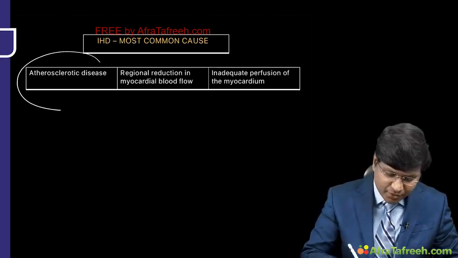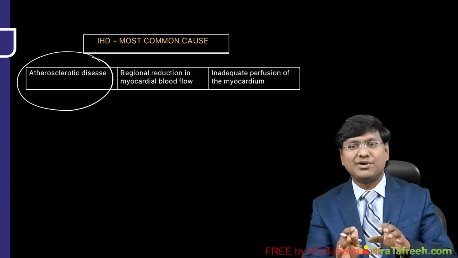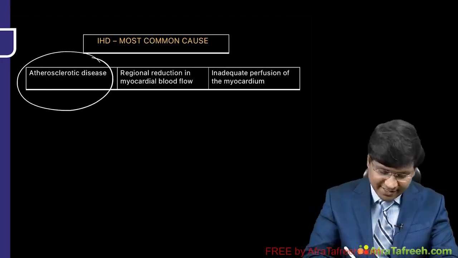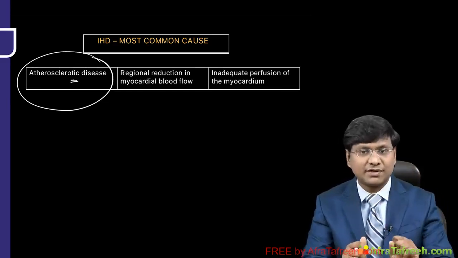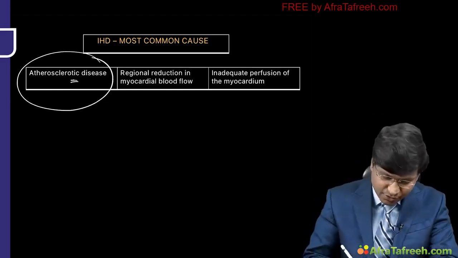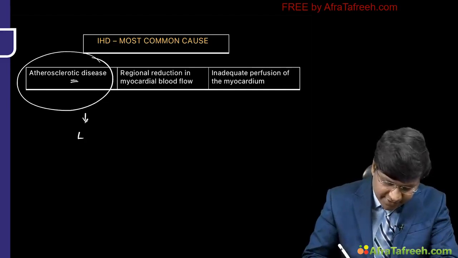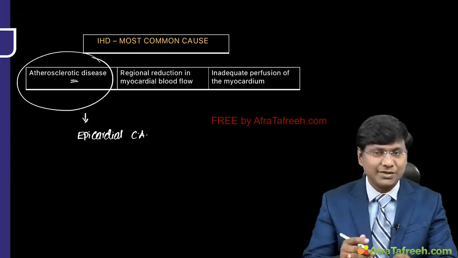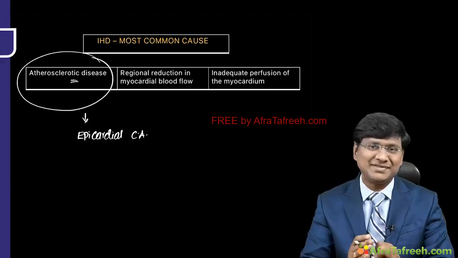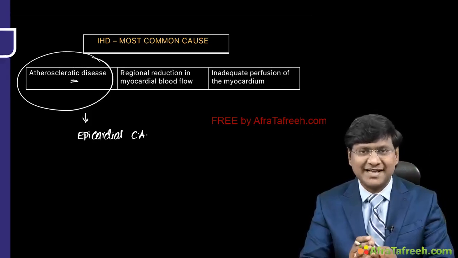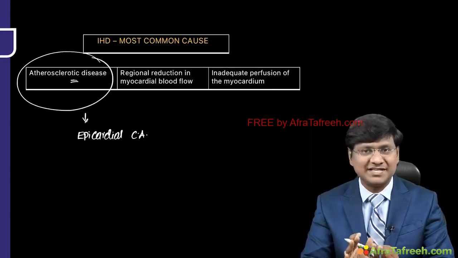And as I have said, what is the most common cause of myocardial ischemia? That is atherosclerotic disease. That is the most common cause of ischemic heart disease. So atherosclerotic disease of the epicardial coronary arteries. Now, what are your epicardial coronary arteries? That includes the branches of the left main coronary artery, that is the left anterior descending artery and the left circumflex artery, and then the right coronary artery and its branches.